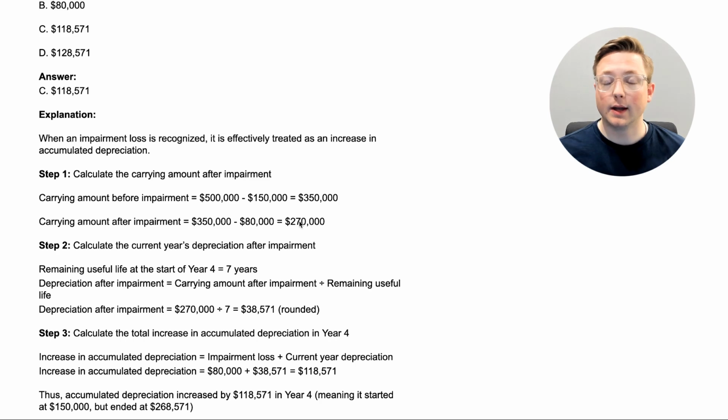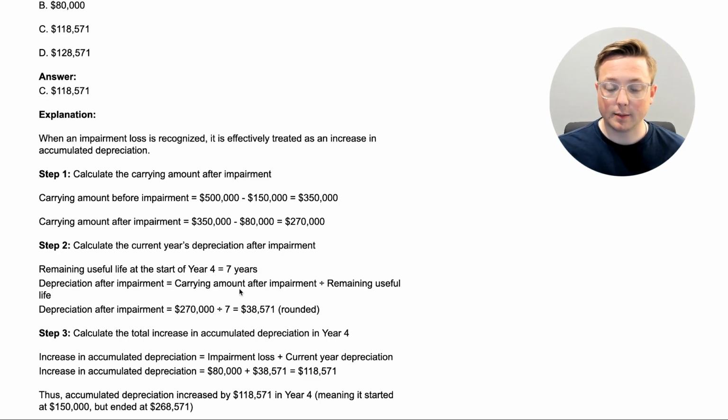Now that we've done that, we have to think about what that means for future depreciation. Step 2, we have to calculate the current year's depreciation after impairment. It didn't say that they changed the amount of useful years for the asset. So there's still 7 years left because 3 years have passed, year 1, 2, and 3. This is all in year 4 that we're talking about. So there's still 7 years left because they had a useful life of 10 years and they didn't change that.